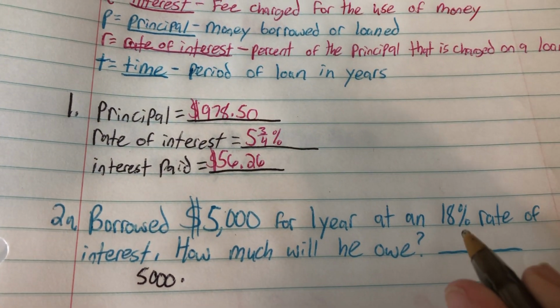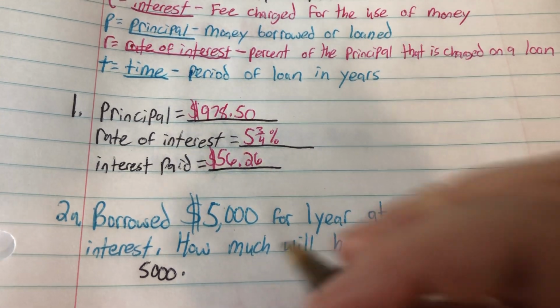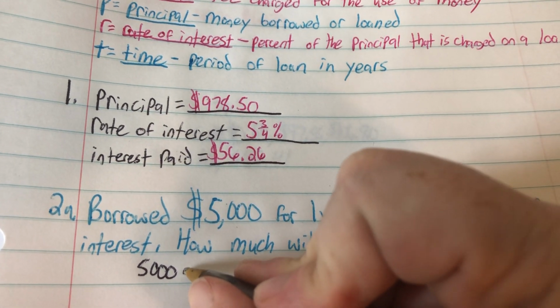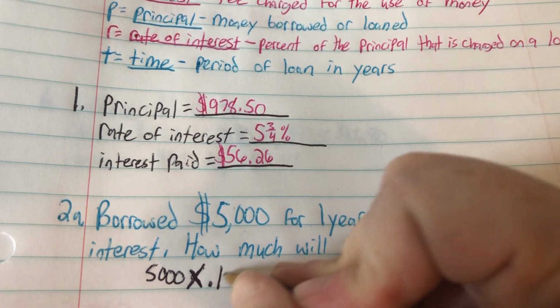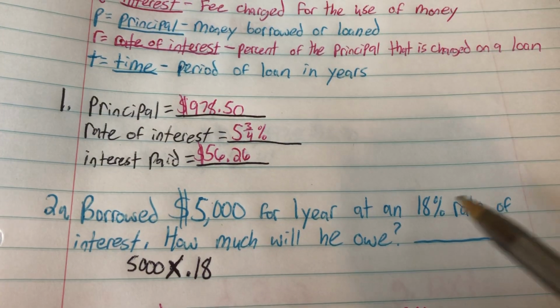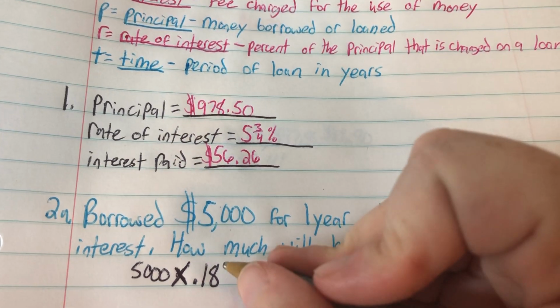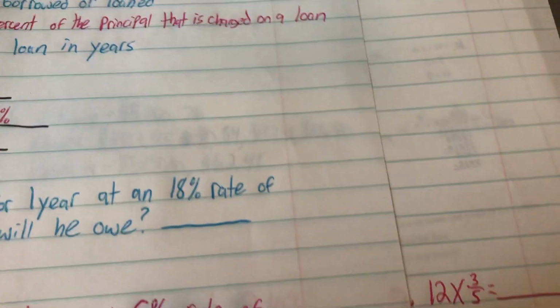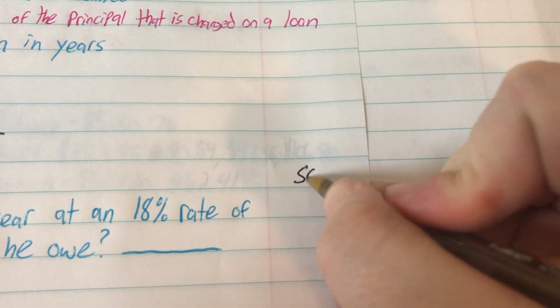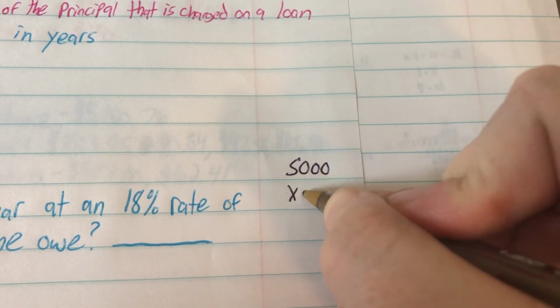Do not just write 18. That is a percentage, so we have to make it a decimal. So times, since we've got decimals, times 0.18. And it was for 1 year, so then we times that by 1. So I'm going to come over here to the side, I've got a little more room. 5,000 times 0.18.